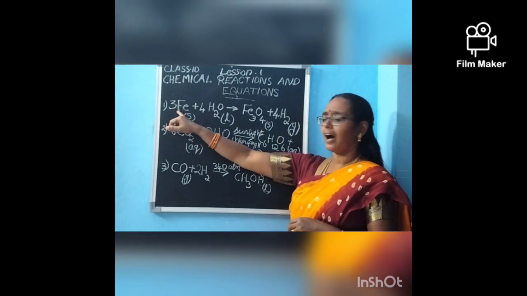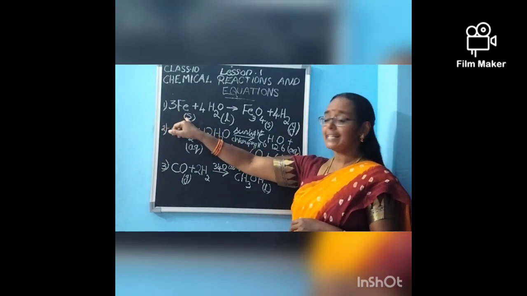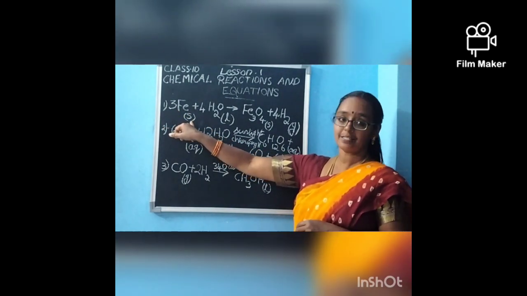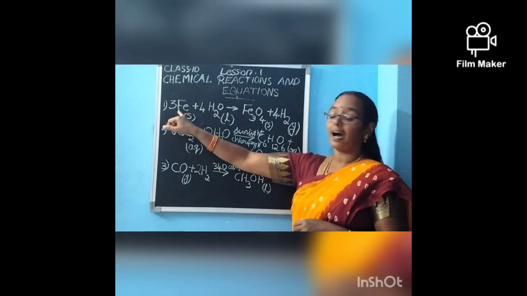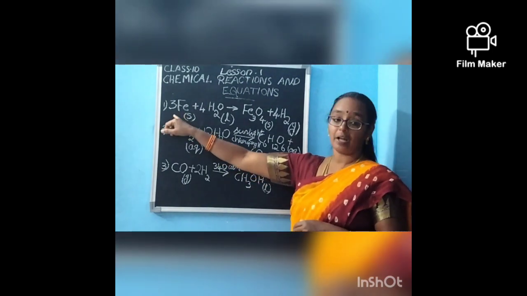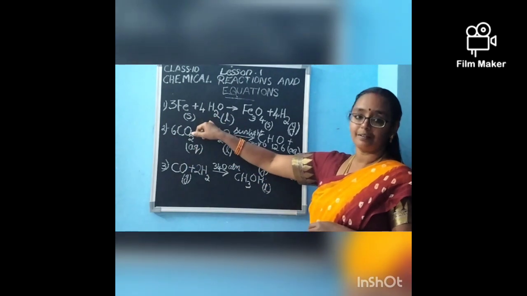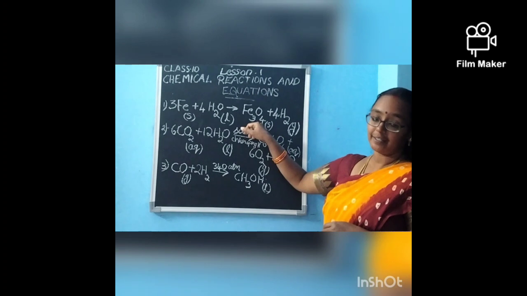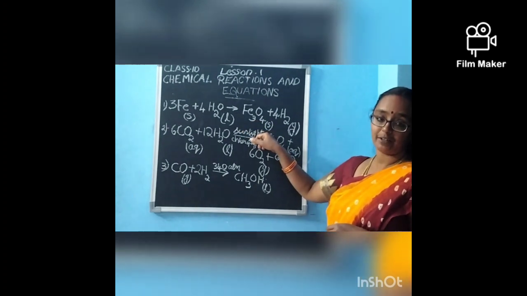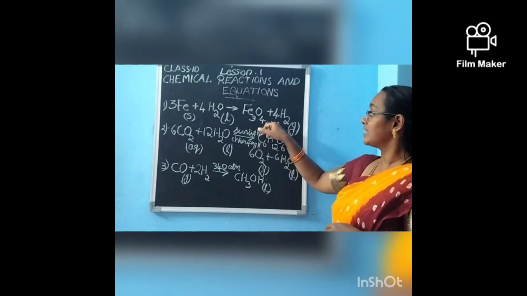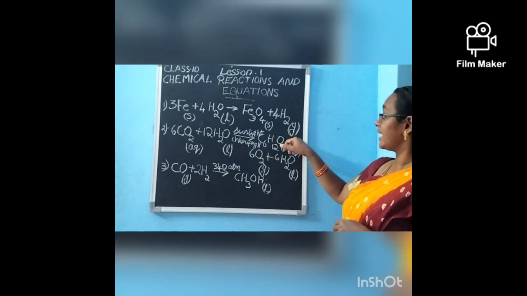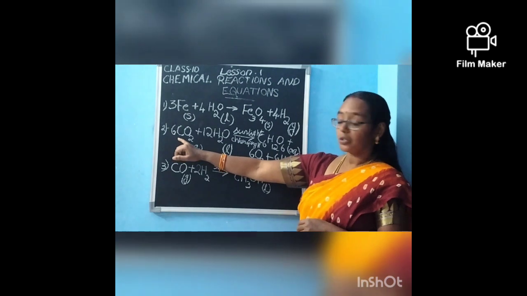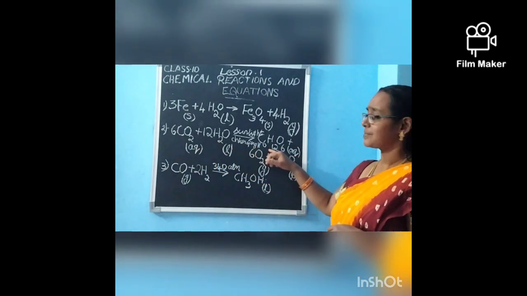Here, iron, I told you now. Iron is in solid form. I have written S as a subscript over here, meaning iron was in the solid form. Then water in the liquid form. Then after reaction, Fe3O4, iron oxide, we are getting in solid form. And hydrogen is obtained as a gas. That's why G. Okay.